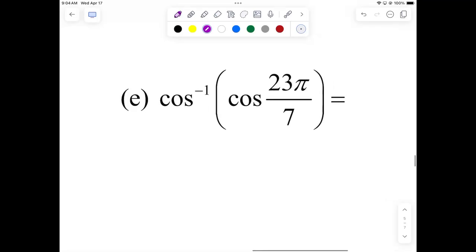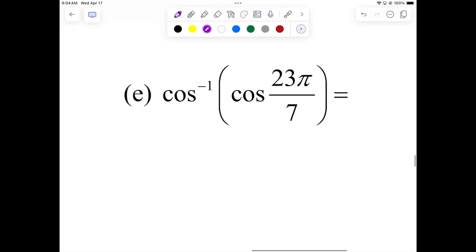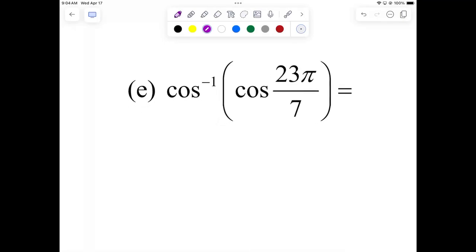All right. This is like one you'll have on the quiz tomorrow. Inverse cosine of 23 pi sevenths. Why don't you take a minute to do that one on your own? And I'll do it quietly up here and we'll compare answers. Sound good? It might be 23 pi sevenths. I don't know.